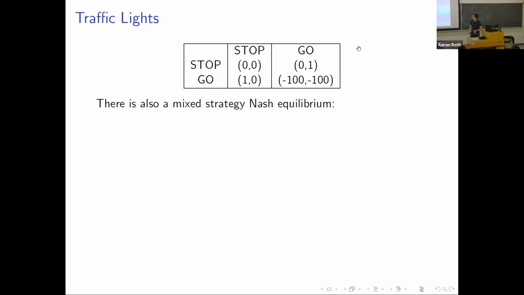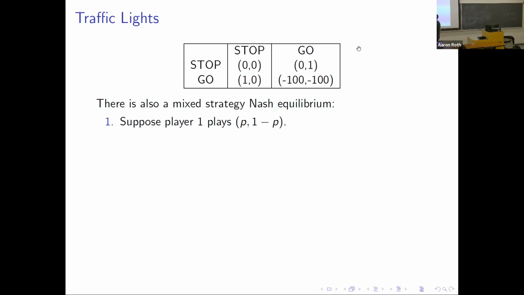But things could get worse. Those aren't the only two equilibria. There's also a mixed strategy Nash equilibrium, and we can think about how we might work out what that is. It's a symmetric game, so there's probably a symmetric equilibrium where both players stop with probability p and go with probability 1 minus p.